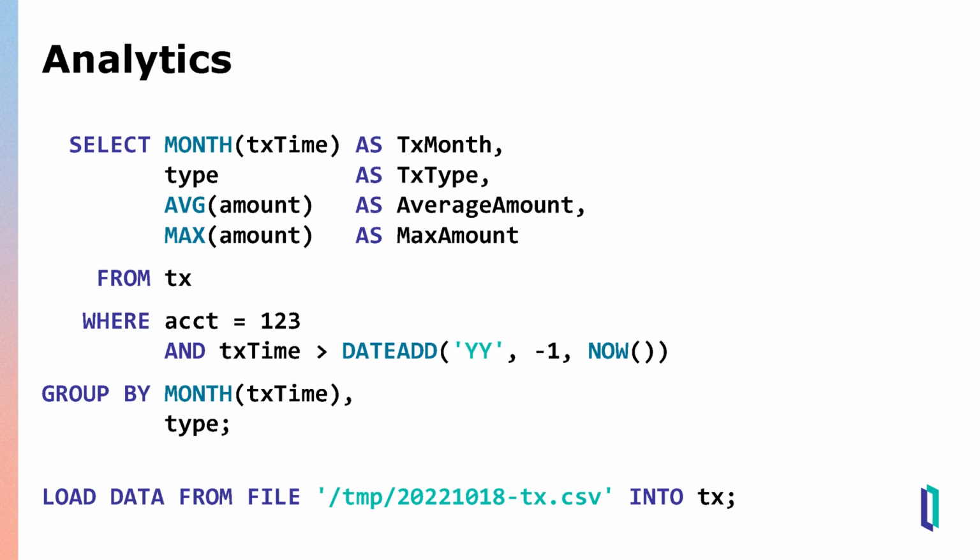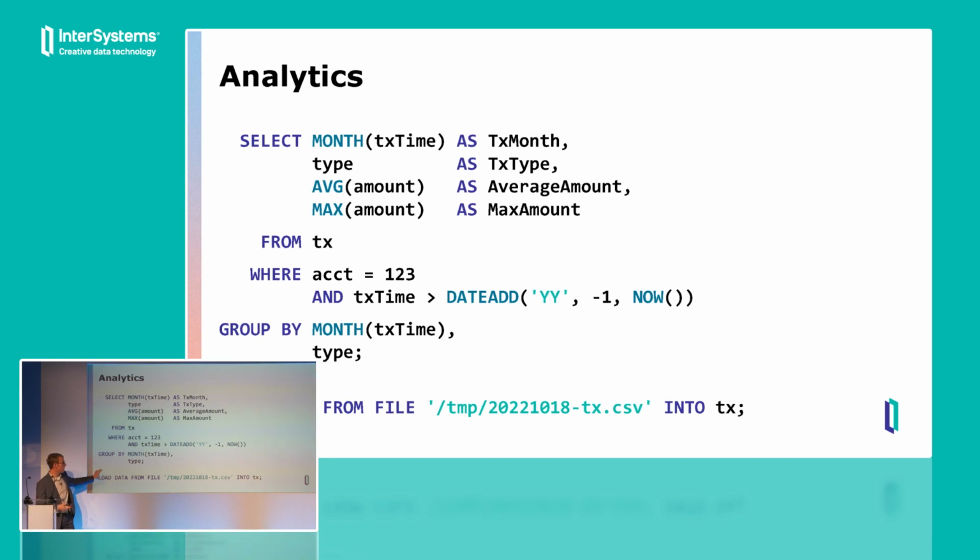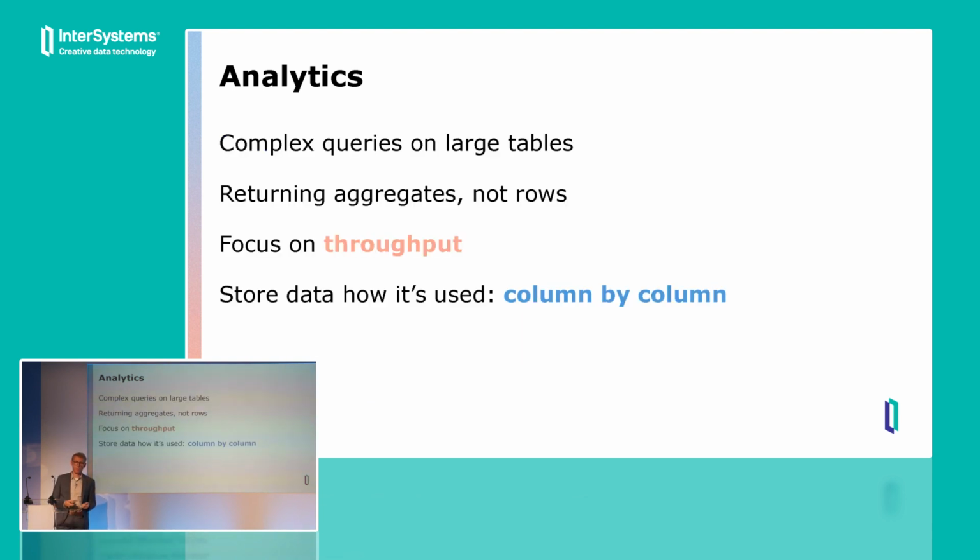You're going to be looking not at 10 records, but potentially at hundreds of thousands of records. Also, the way this data comes about is by loading the data in bulk, often from a file or from some other sources. That's very different from the model we saw in the application case. So: complicated queries on large amounts of data that return aggregates and not full rows. And the focus really is on throughput.